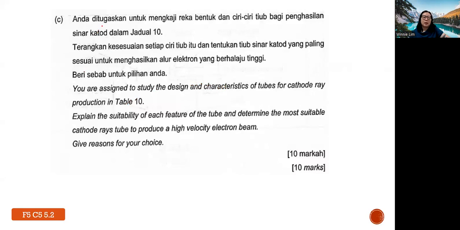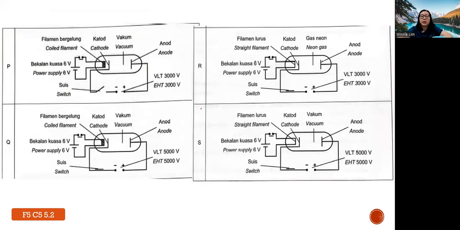Okay, C. You are assigned to study the design and characteristics of the tubes for cathode ray production in Table 10. Explain the suitability of each feature of the tube, determine the most suitable cathode ray tube to produce a high velocity electron beam, and give your choice and reason for your choice. Okay, so let's see what is different among all these P, Q, R, S. The first one should be the filament, right? You have coil filament, you have straight filament. So this is one criterion.